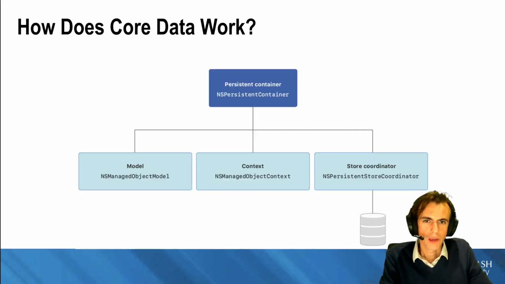So here's a kind of mapping, with the class names. We have the persistent container, which is NSPersistentContainer. We have the model, which is an NSManagedObjectModel. We have the context, NSManagedObjectContext. And we have a store coordinator, which is an NSPersistentStoreCoordinator, which talks to the database.